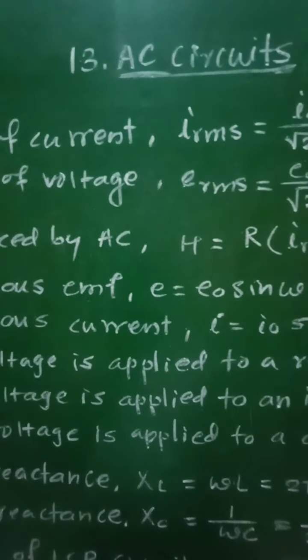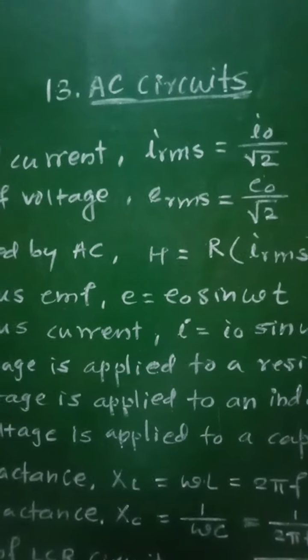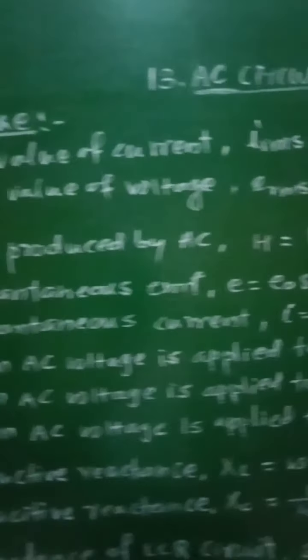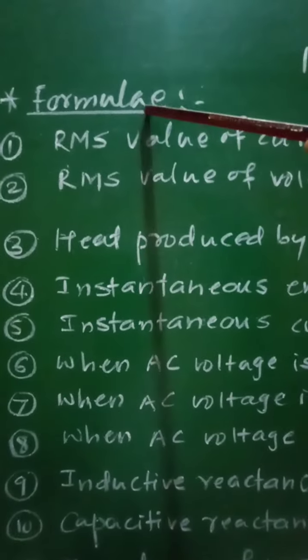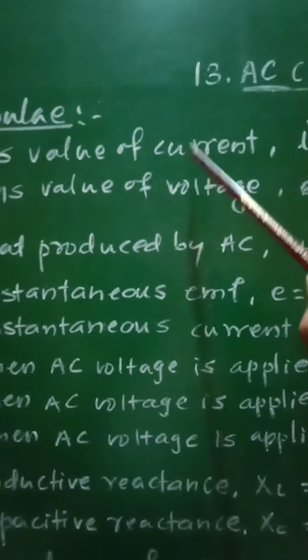Class 12th, Subject Physics, 13th chapter, AC Circuits. From the chapter, let us see some of the formulae. First, RMS value of current.